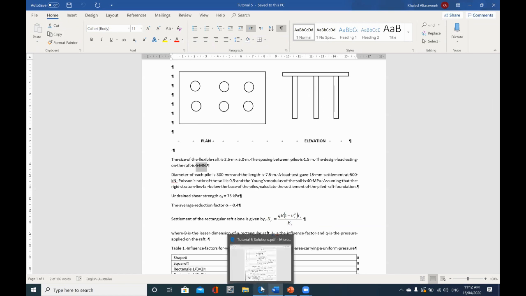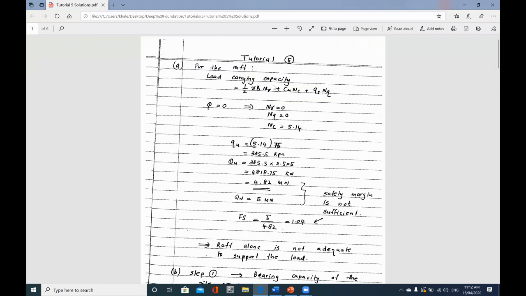So we have calculated the load carrying capacity of the raft by itself. We need to remember this number, which is 4.82, and then we need to calculate the one coming from the pile group system. And as we have done in the last 2 tutorials, we need to consider both scenarios.